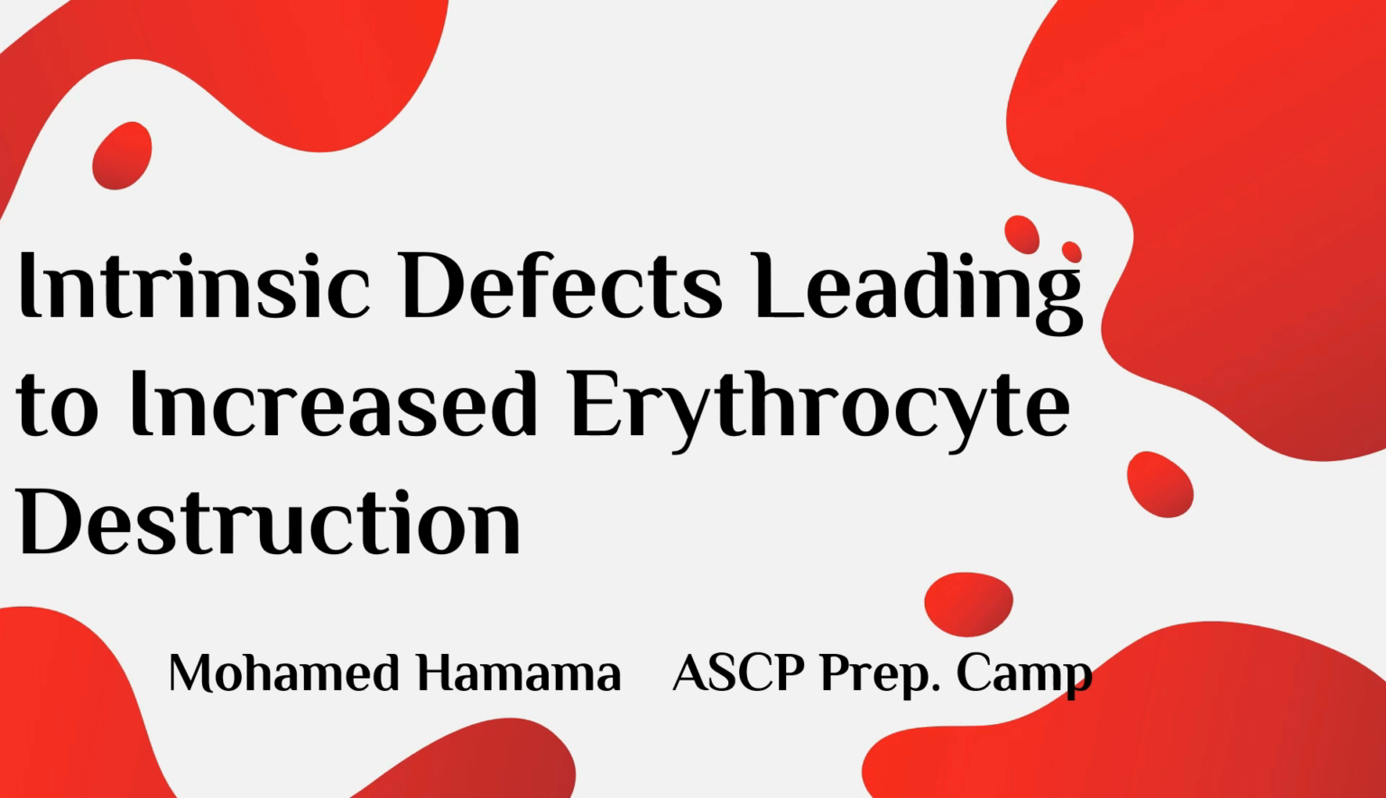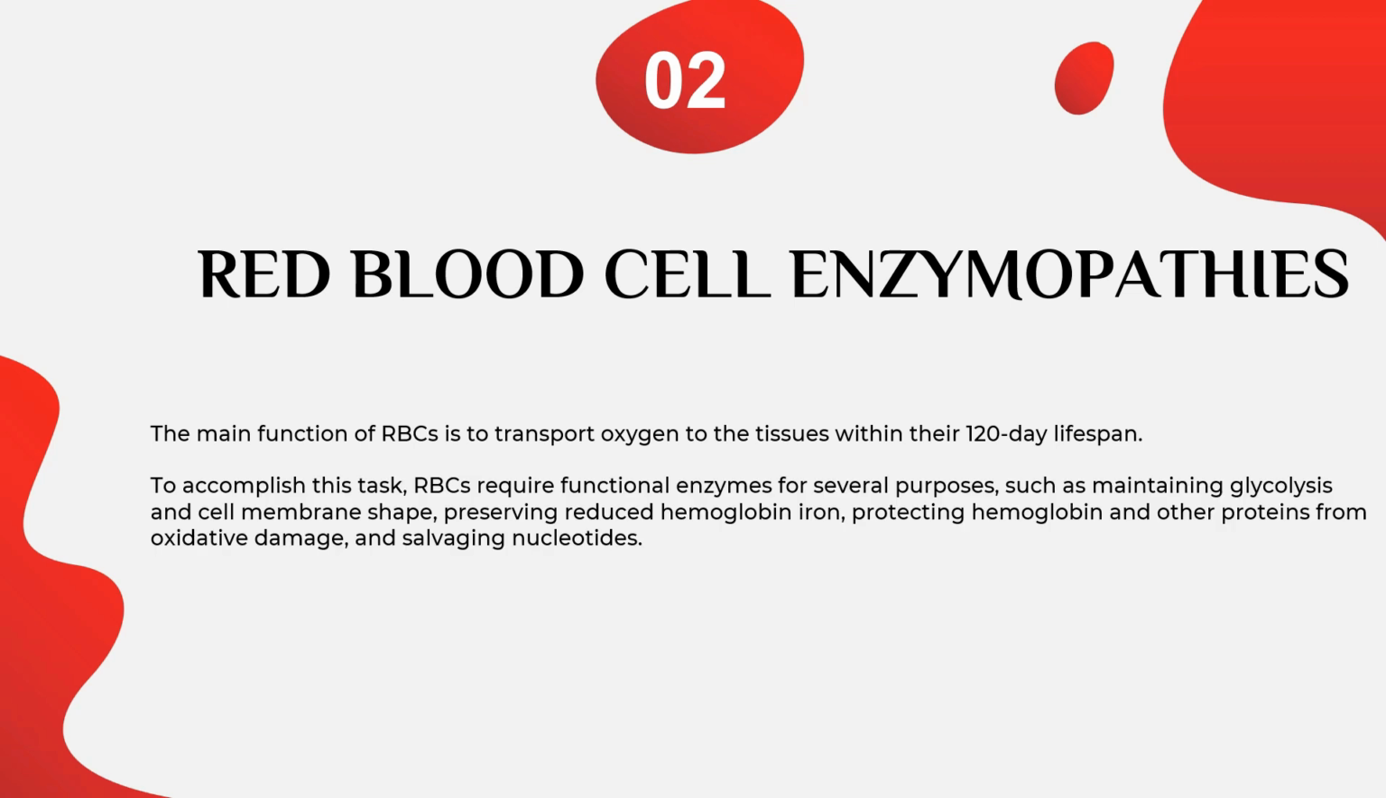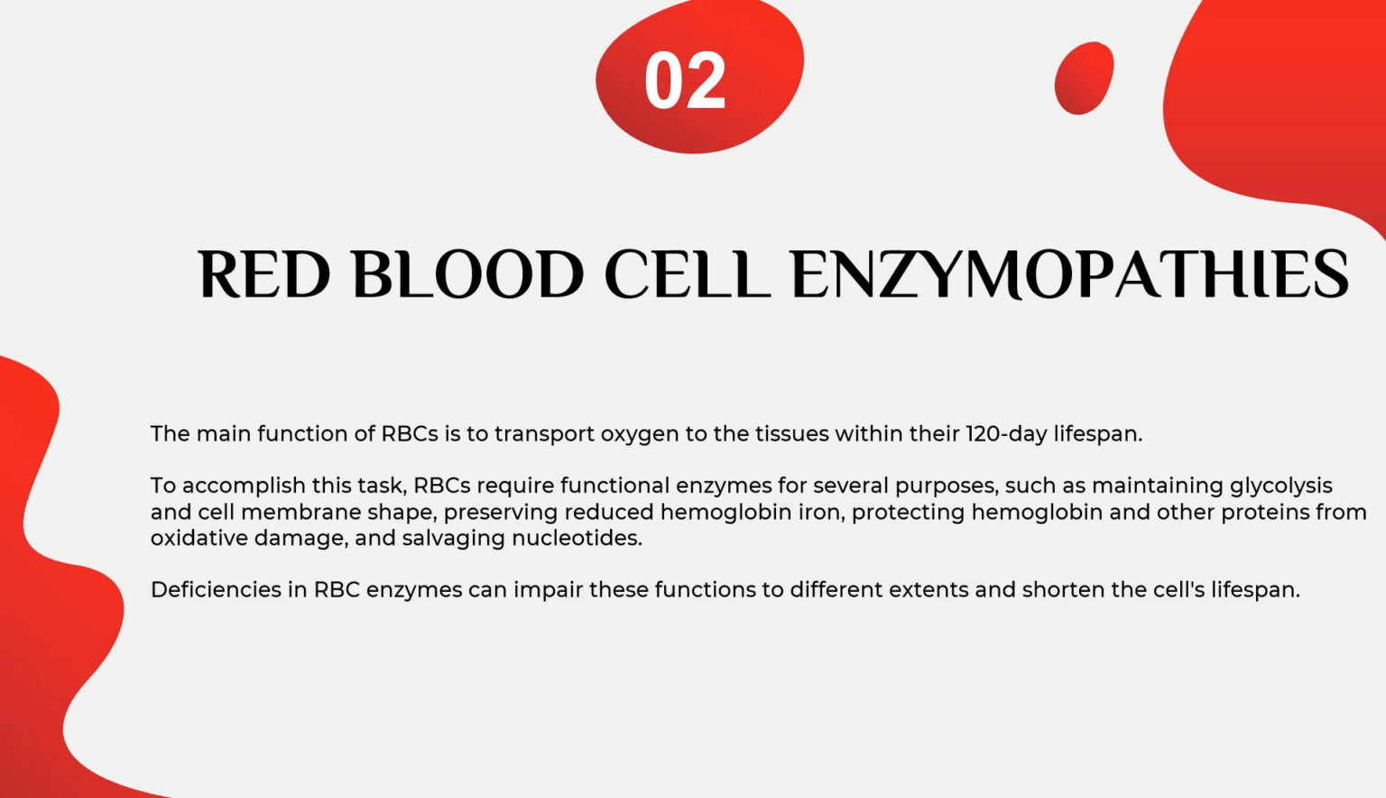In today's video, we will be discussing intrinsic defects leading to increased erythrocyte destruction. The main function of RBCs is to transport oxygen to the tissues within their 120-day lifespan. To accomplish this task, RBCs require functional enzymes for several purposes, such as maintaining glycolysis and cell membrane shape, preserving reduced hemoglobin iron, protecting hemoglobin and other proteins from oxidative damage, and salvaging nucleotides. Deficiencies in RBC enzymes can impair these functions to different extents and shorten the cell's lifespan.